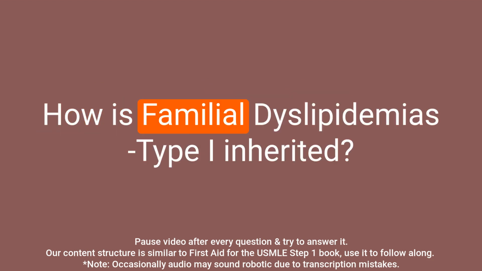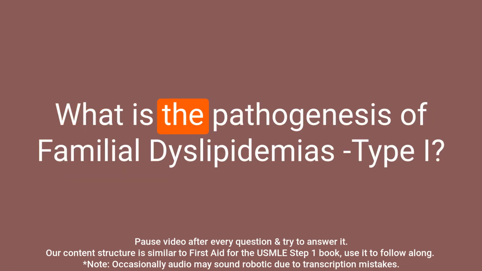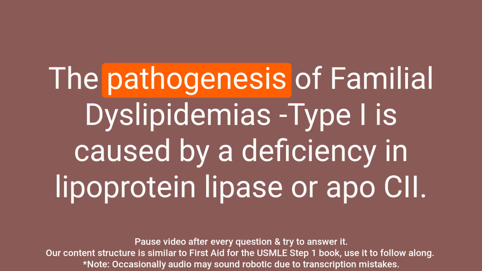Question: How is familial dyslipidemias type I inherited? Answer: Familial dyslipidemias type I is inherited as an autosomal recessive trait. Question: What is the pathogenesis of familial dyslipidemias type I? Answer: The pathogenesis of familial dyslipidemias type I is caused by a deficiency in lipoprotein lipase or APO102.